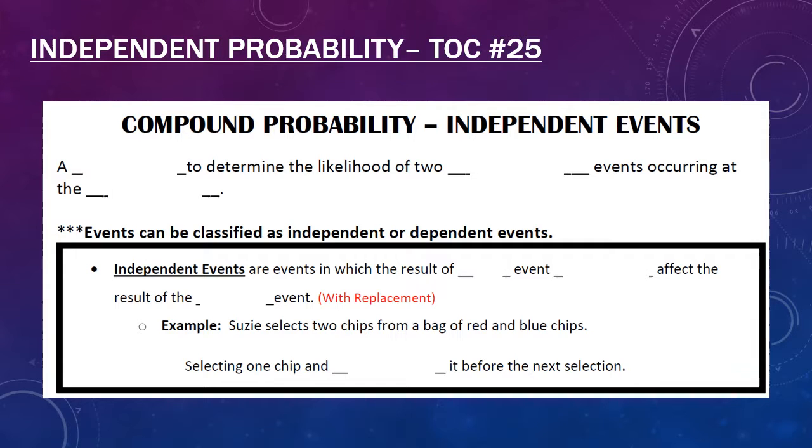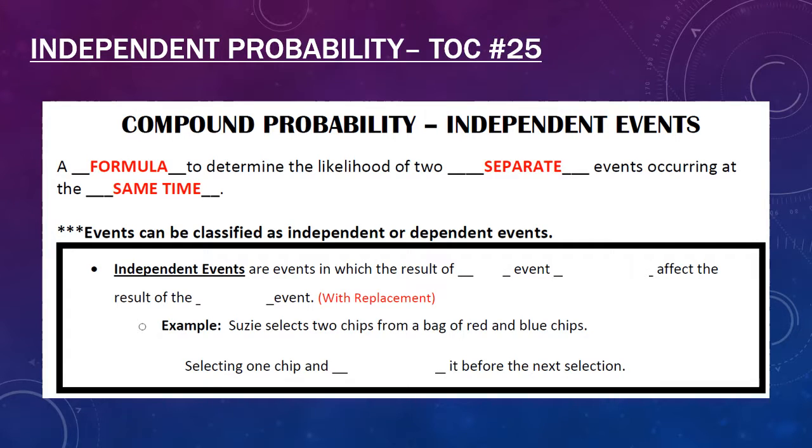Compound probability or independent events. For compound probability, we're going to give you a formula to determine the likelihood or chance of two separate events occurring at the same time. And these events are going to be classified either as independent or dependent. So the first definition we're going to do is independent events, and in the next video lesson, we'll focus on dependent events.